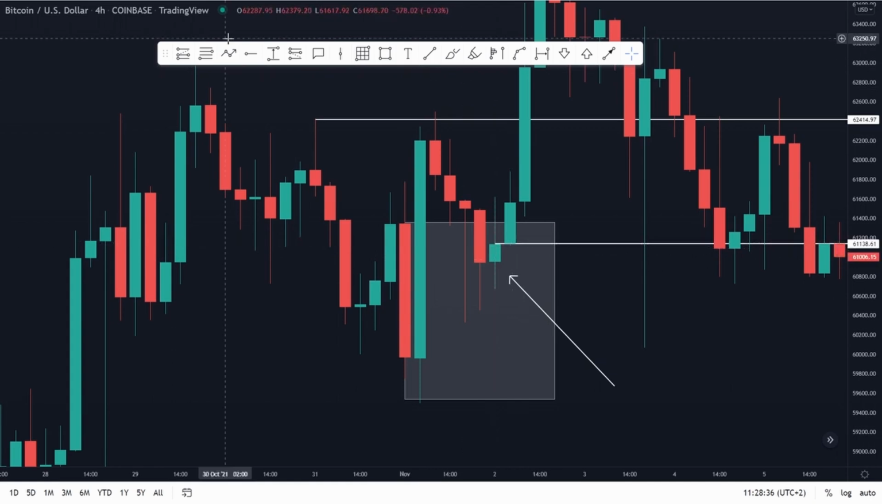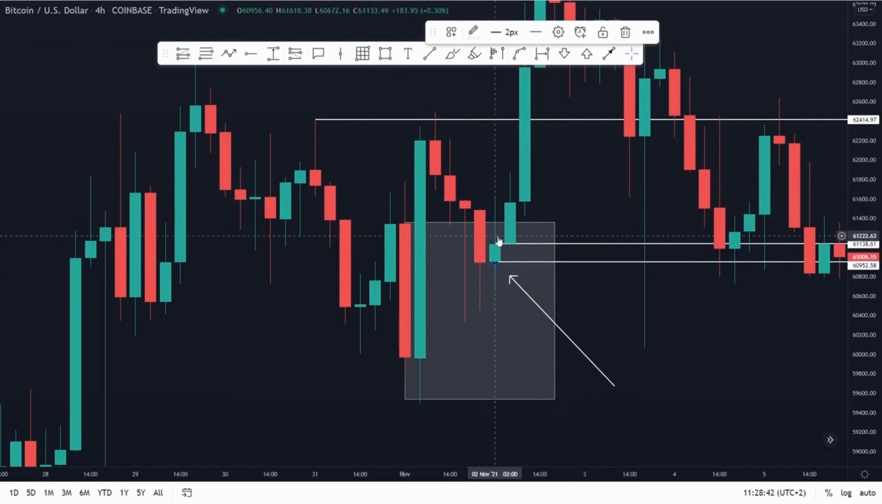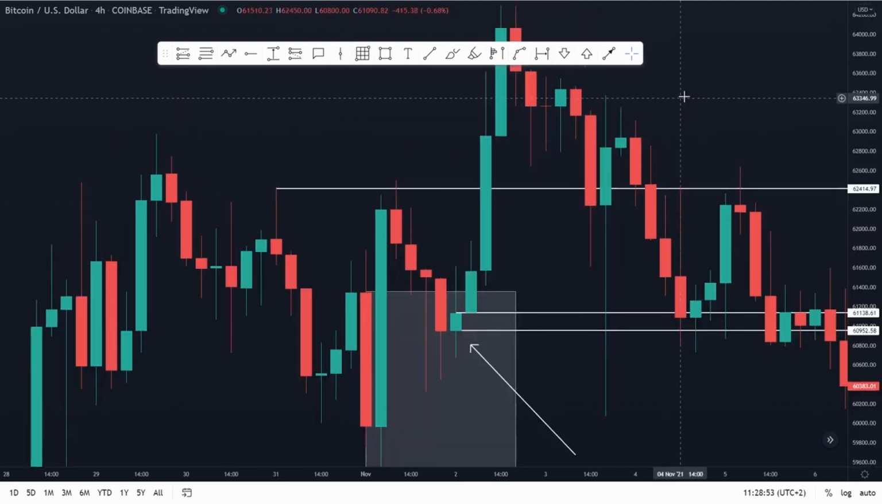But because we have our confirmation candle, we can put our buy order even here, because sometimes the market likes to retrace back and touch this area over here and then pushes higher. I will show you another example over here.